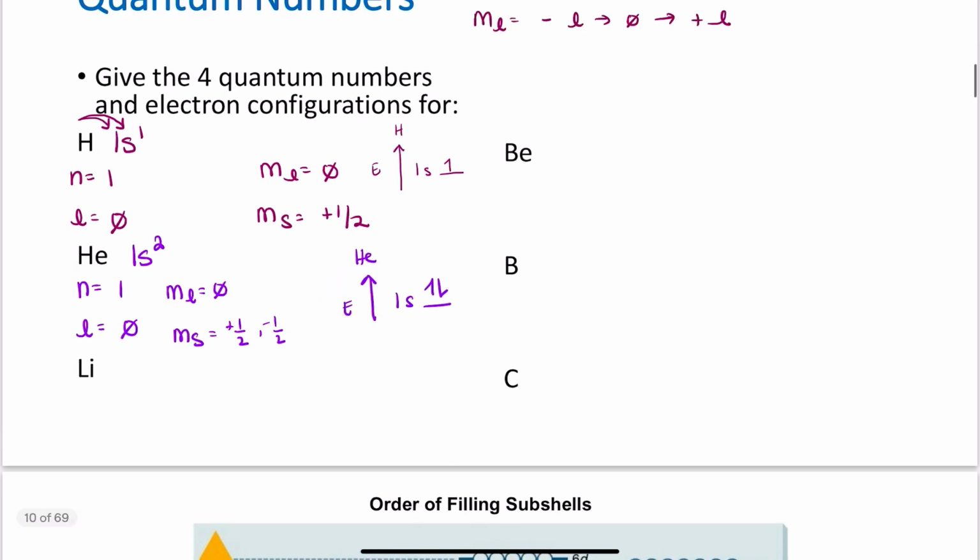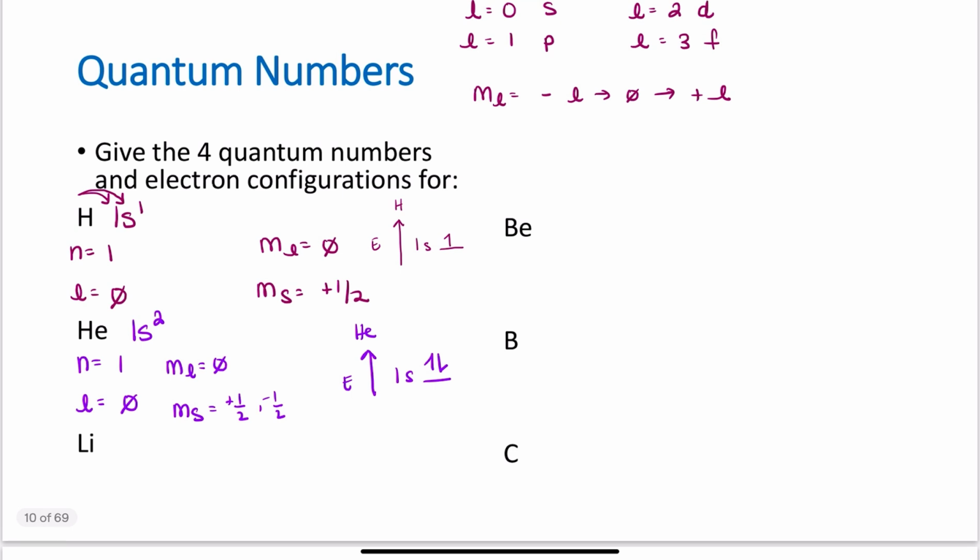Notice when we say no two electrons can have the same quantum numbers, that's because these 2 electrons, the 2 electrons for helium, differ in their m sub s values. They have the same n value, they have the same L value, they have the same m sub L value, they differ on their m sub s. One is plus 1/2, one is minus 1/2 for spin up versus spin down.